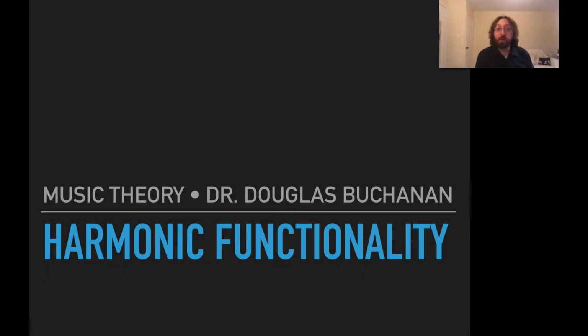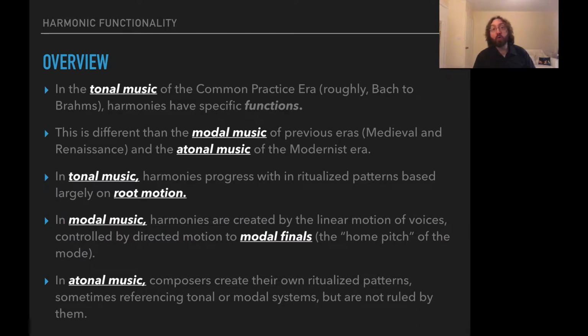In this video, we talk about one of my favorite topics, harmonic functionality. In the tonal music of the common practice era, again, that's roughly Bach to Brahms, harmonies will have specific functions. This is different than modal music of previous eras in the medieval and the Renaissance, and the atonal music of the modernist era. In tonal music, harmonies progress in ritualized patterns based largely on root motion, the motion from one chord's root to another chord's root.